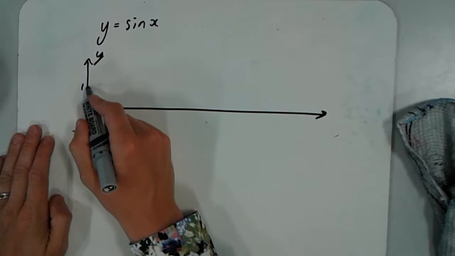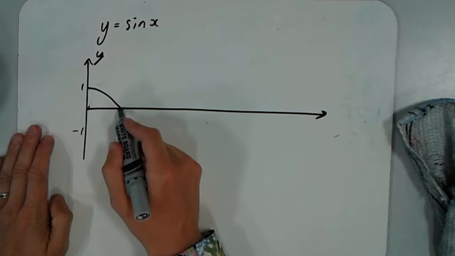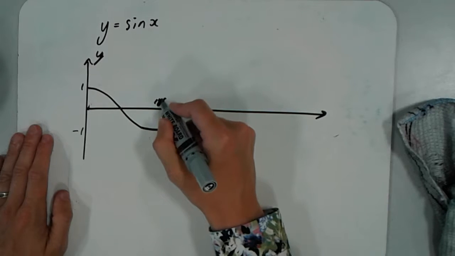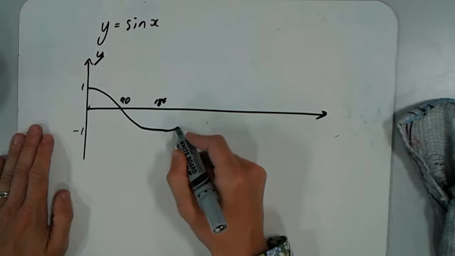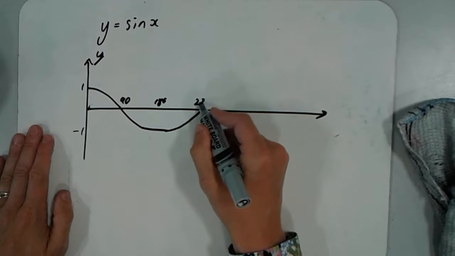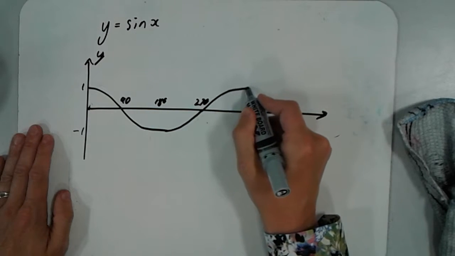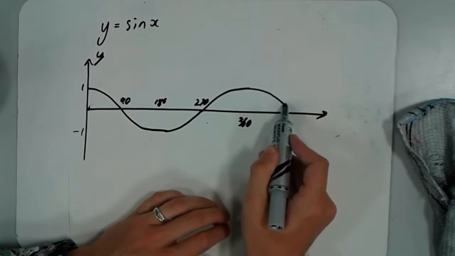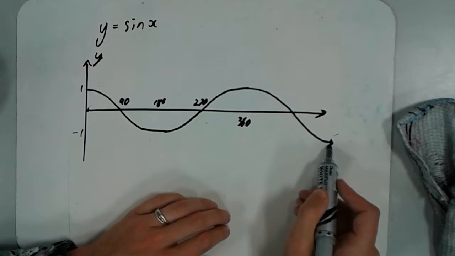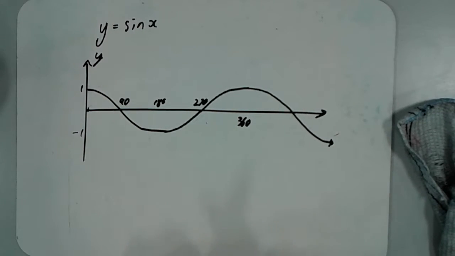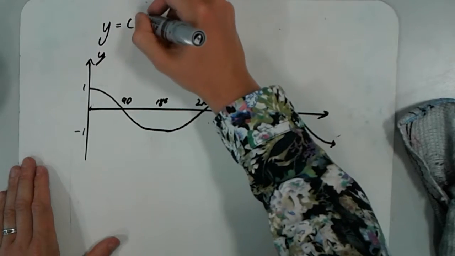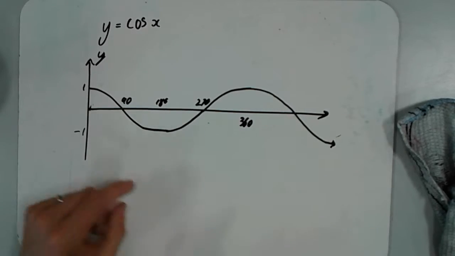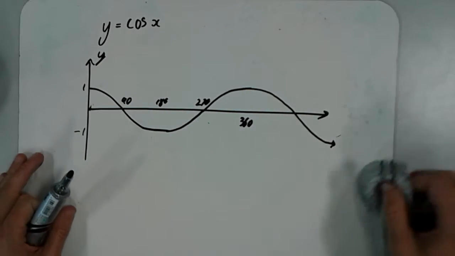The only difference is that this one starts at 1, at 90 degrees has a value of 0, and then a minimum of -1 at 180. Comes back up. Again, it has a period of 360, so at 360 it is back at 1, and then it continues to oscillate just like that forever. Okay, so that is the graph of y equals cos x, period of 360, oscillating, but this one starts at 1.